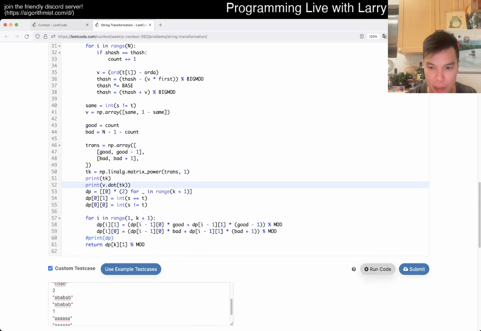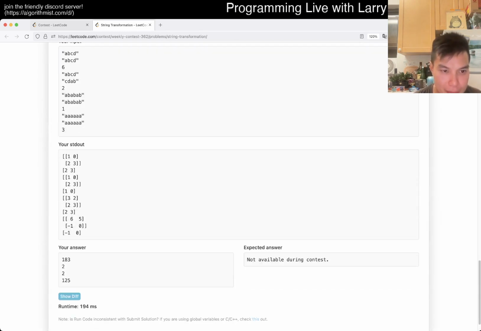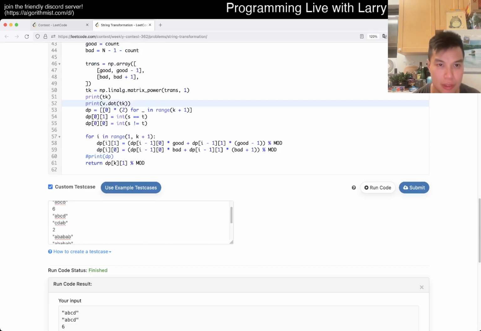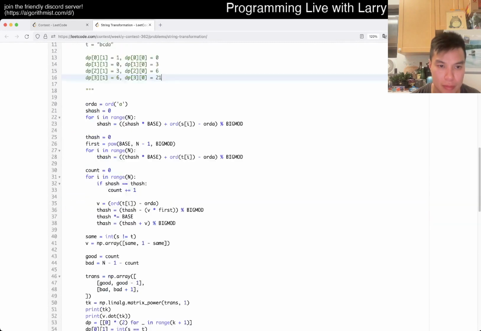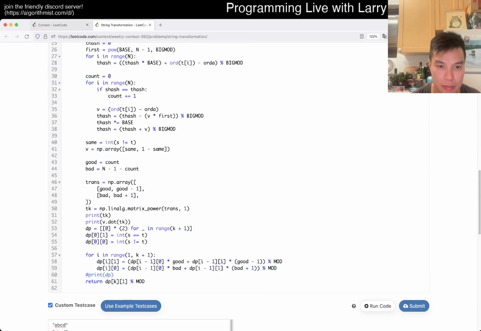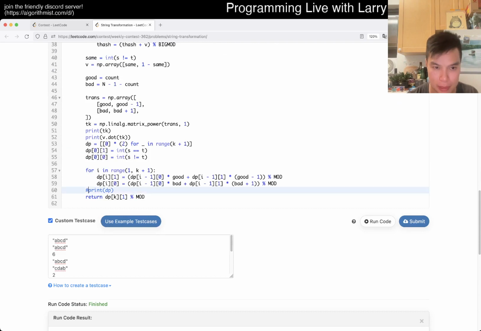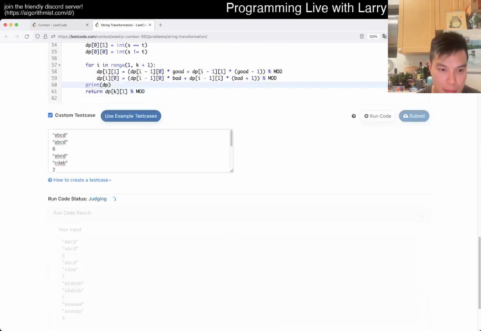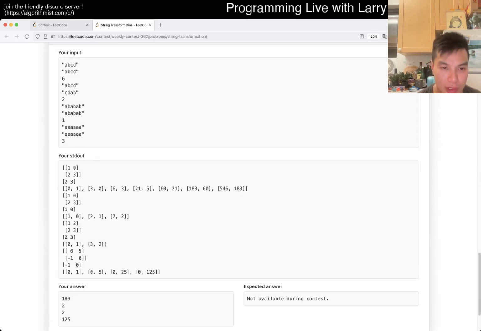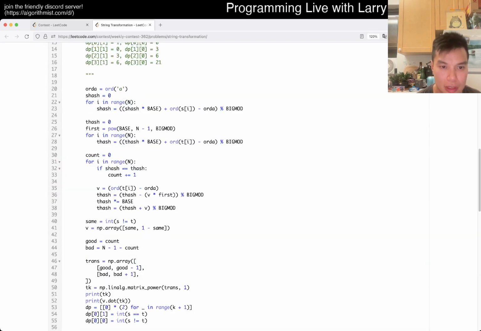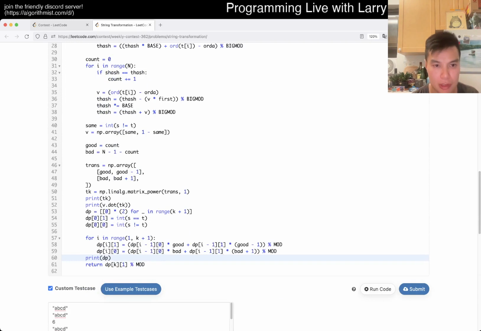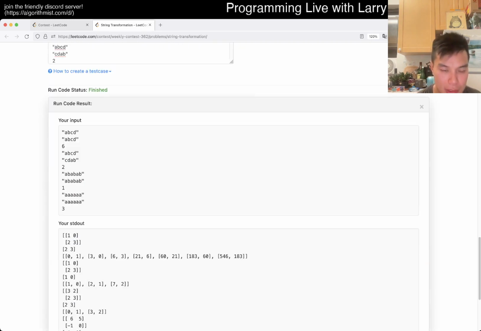Alright, if k is equal to 1, do I get the right answer? Is equal to 2, 3. So 1, 0 to 2, 3. Is that even right? No. But the DP is right? So after 1 it should be 3, 0. So why is my matrix... what is my matrix? My matrix is this.